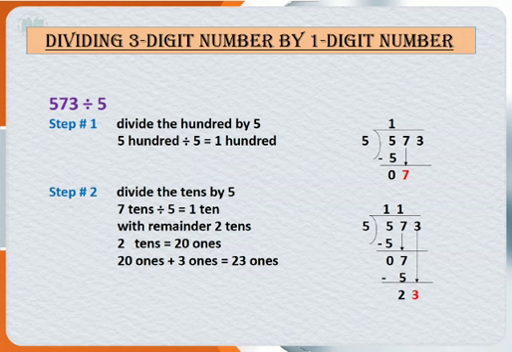We do the sums stepwise. In first step, divide 500 by 5. Quotient is 100. In second step, 7 tens will be divided by 5. Quotient is 1 ten with remainder 2 tens. Here 2 is actually 2 tens or 20. When we join 20 with 3, 20 plus 3, we get 23 ones.